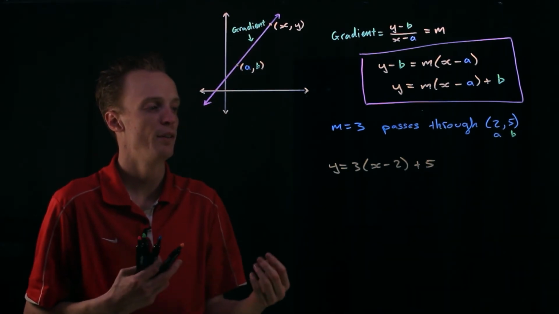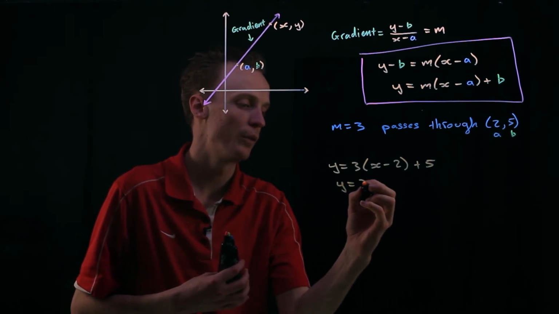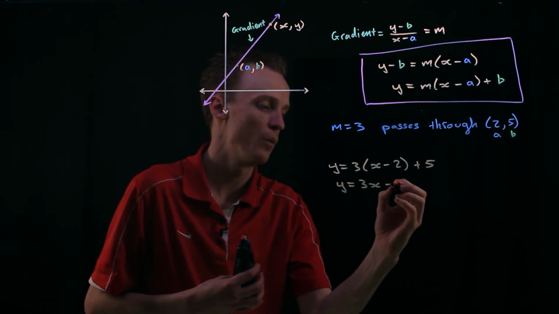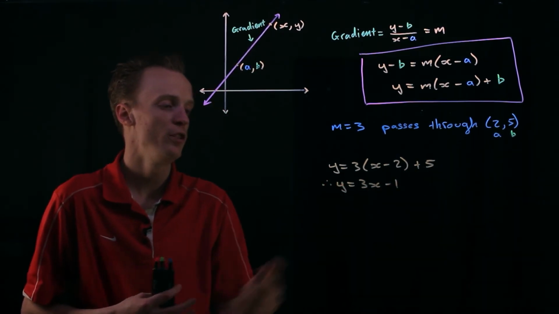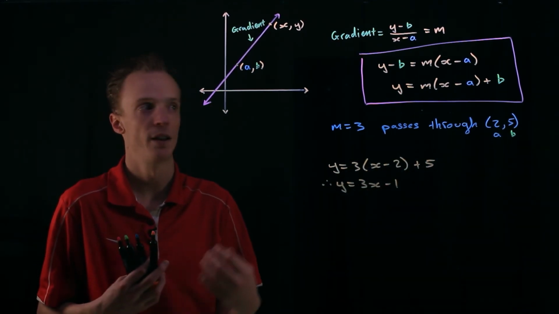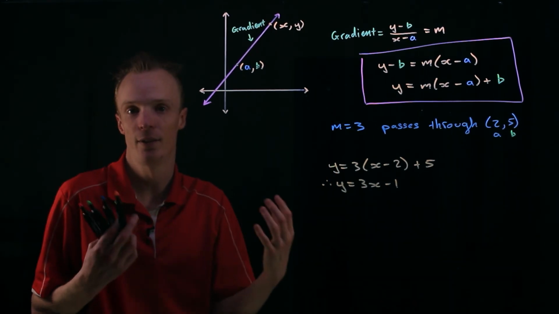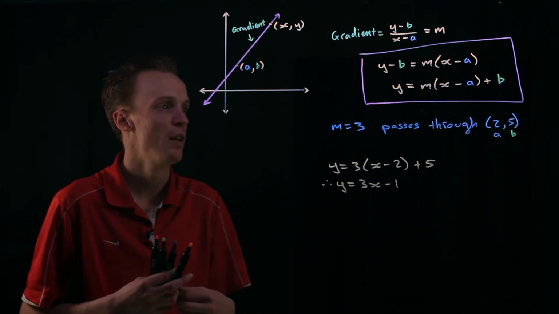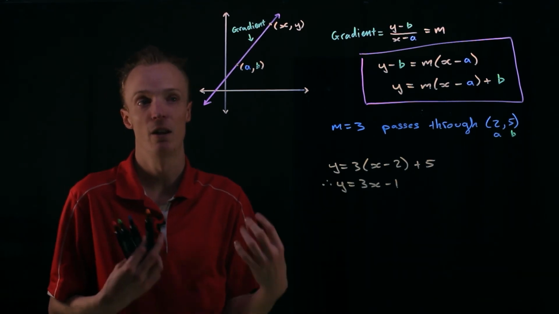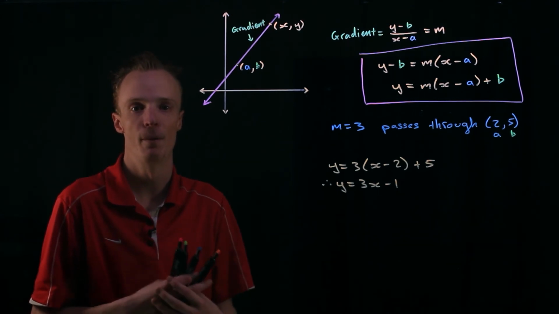And what I can do from here is expand this out and simplify it. So this will be y equals 3x. 3 times negative 2 will be negative 6. Negative 6 plus 5 is negative 1. So my equation in simplest form of that particular line can be represented by y equals 3x minus 1. Now, both of these formats have their uses. They are the exact same equation, it's just been rearranged. But when we use this format to very quickly find the equation of the linear line, we call this process finding the equation via gradient point form.